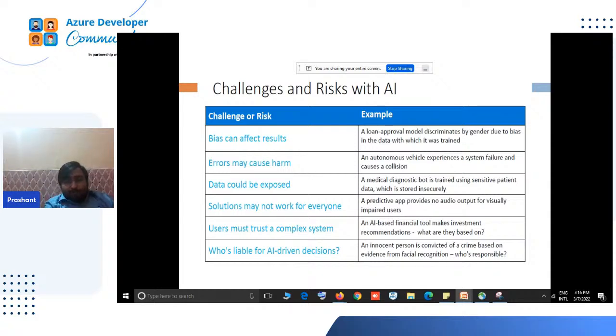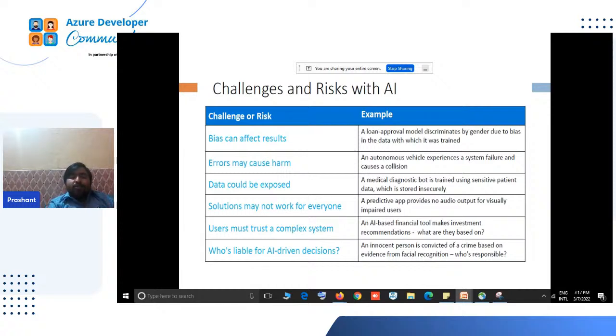And also, if we are building a system and we expect our users to trust it, we need to make sure that whatever data set we are using or whatever models we are leveraging are actually trustworthy. For example, as on the slide, if some AI-based financial tool is being used by people to make their investments, and it is not working on any trustworthy data, then it can have very bad implications for those people.